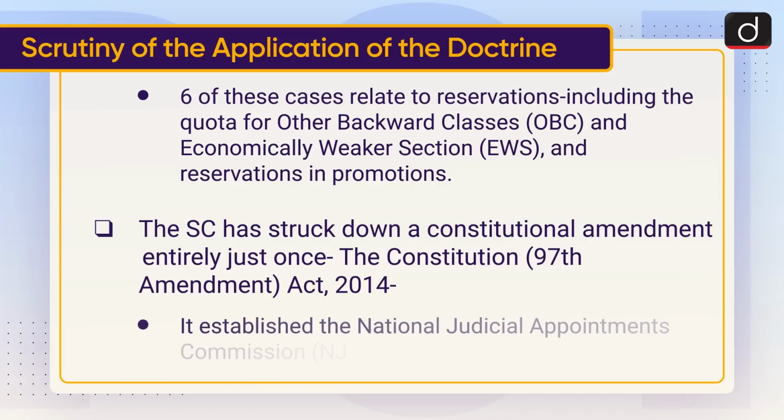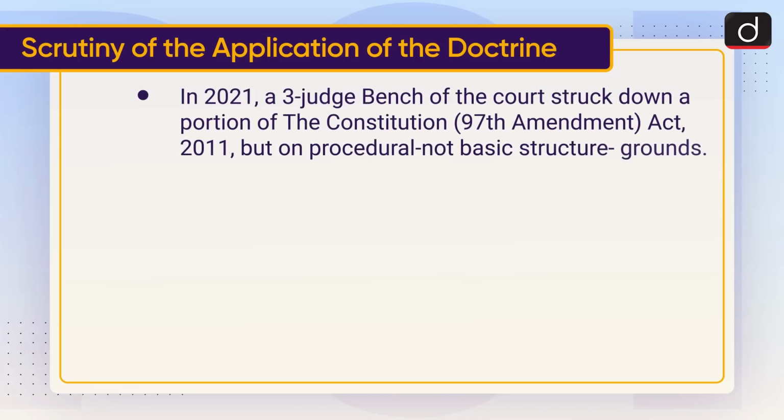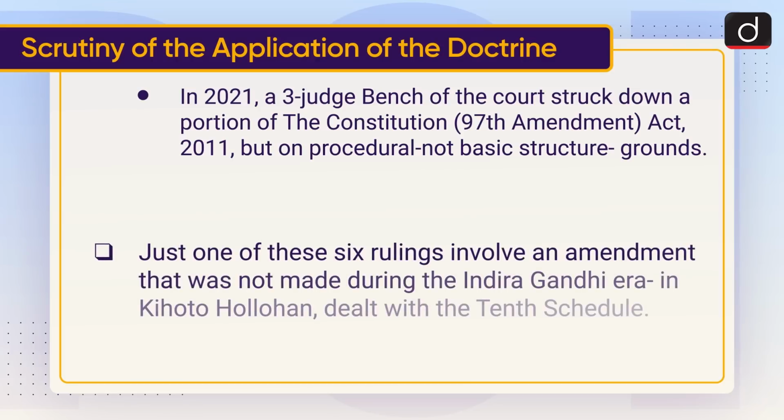It established the National Judicial Appointments Commission. In 2021, a 3-judge bench of the court struck down a portion of the Constitution 97th Amendment Act 2011 but on procedural, not basic structure grounds. Just one of these 6 rulings involve an amendment that was not made during the Indira Gandhi era.